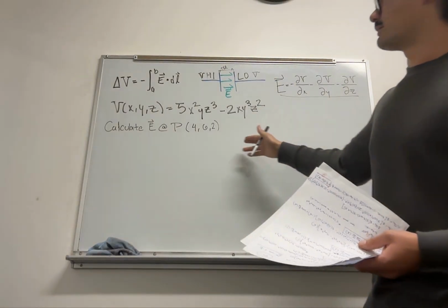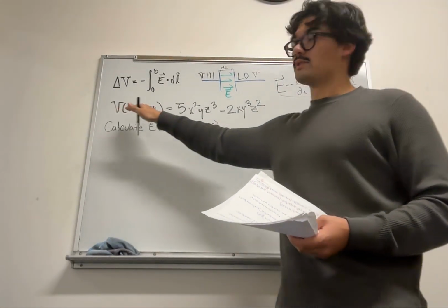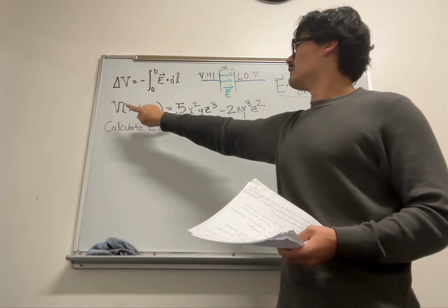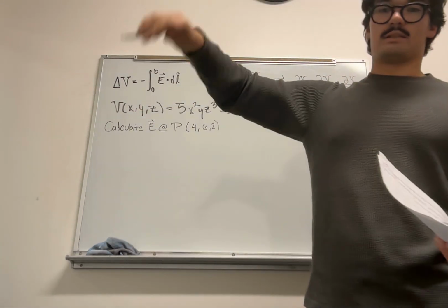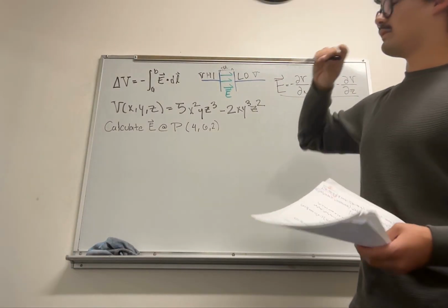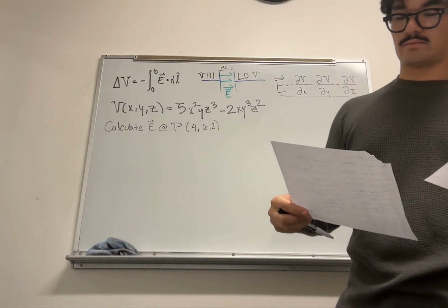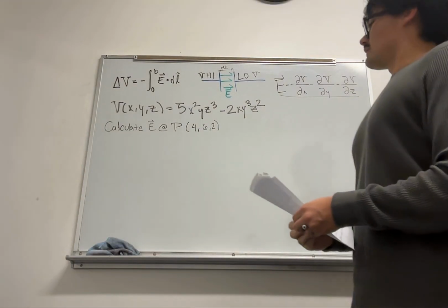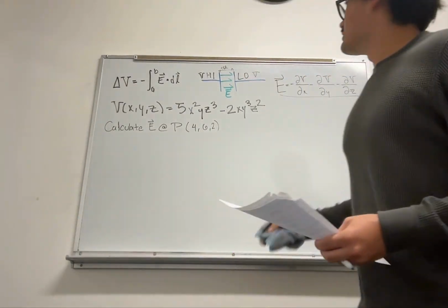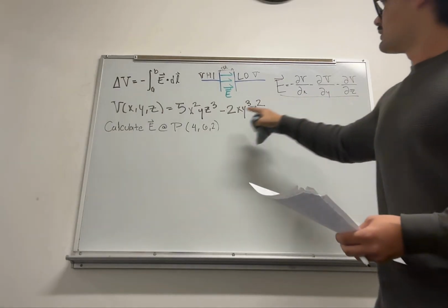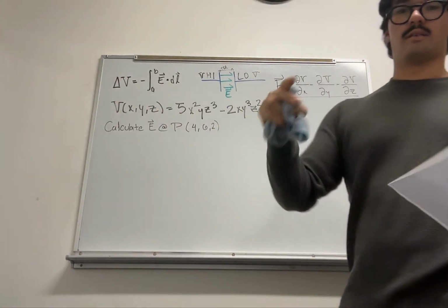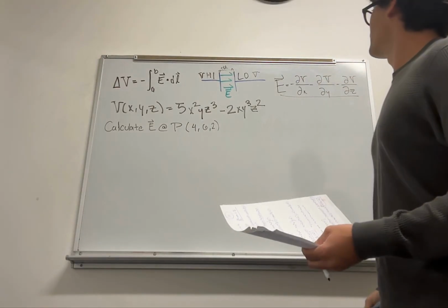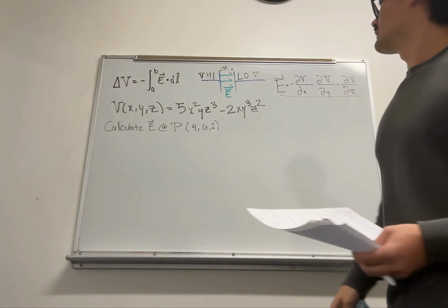So here I have a problem. We're given an equation in terms of x, y, and z for the values of the voltage at any given point in space. Now, this was one of the problems I had on my exam. It took me a while. And basically, the way you go about these problems is you take the partial derivative with respect to each variable to find the horizontal, the vertical, and the in and out component of the electric field. So that's what we're gonna do.